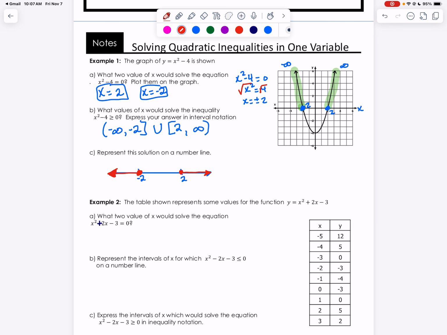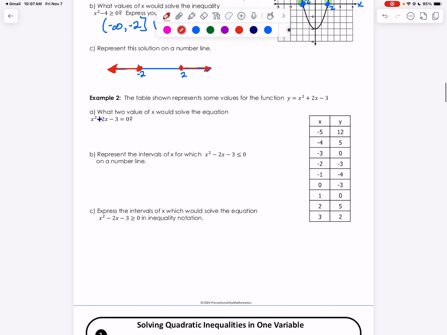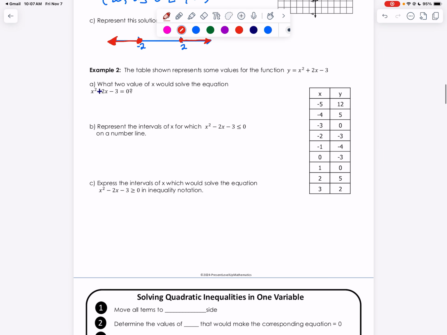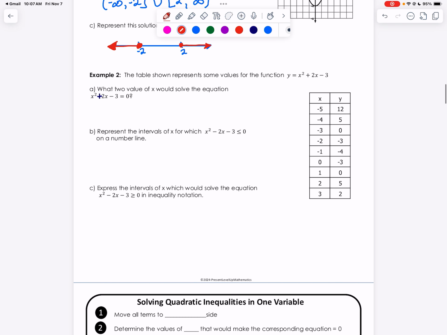Okay. Now, we can also use a table of a function to help us solve a quadratic inequality. So the table below represents some values for the function y equals x squared plus 2x minus 3. This table shows some ordered pairs on this parabola. It doesn't show all of the ordered pairs on this parabola. It shows us a selection of ordered pairs. Of course, we know this parabola would go on forever.